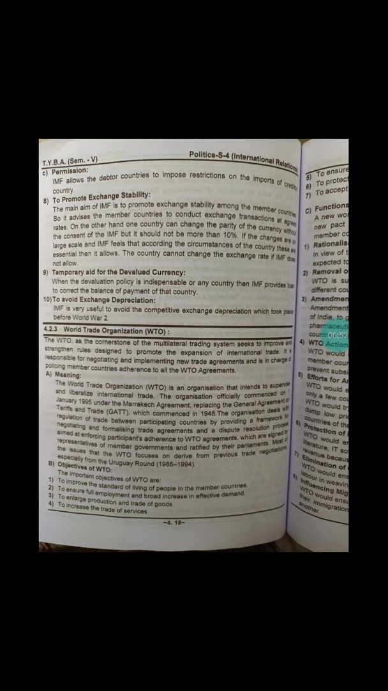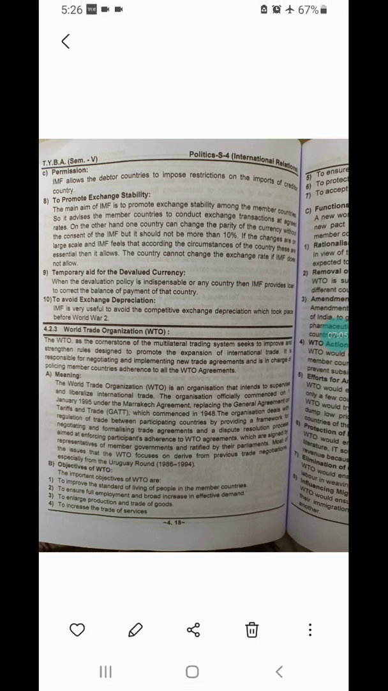When was the WTO formed? It was formed in January 1995 under the Marrakesh Agreement. कैसे बना? ये जो जनरल एग्रीमेंट ऑन ट्रेड एंड टैरिफ था, इसको रिप्लेस करके they came up with the WTO. GATT, when was GATT formed? GATT was formed in 1948.